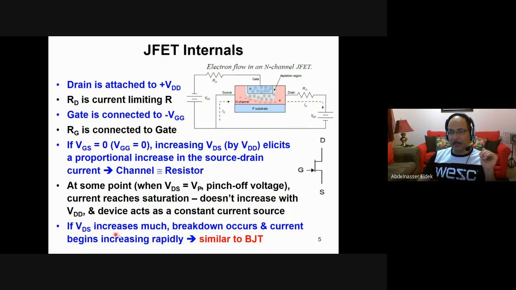But if VDS increases more, in this case, what happens? Then there will be breakdown. Okay, and in this case the current starts increasing rapidly. So exactly like the BJT. Until now, it is exactly like the BJT. There is no difference.